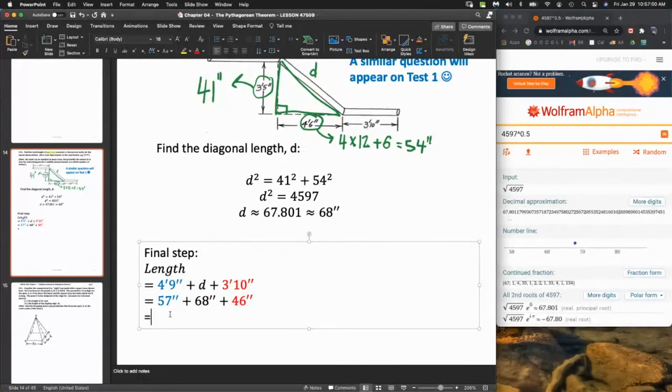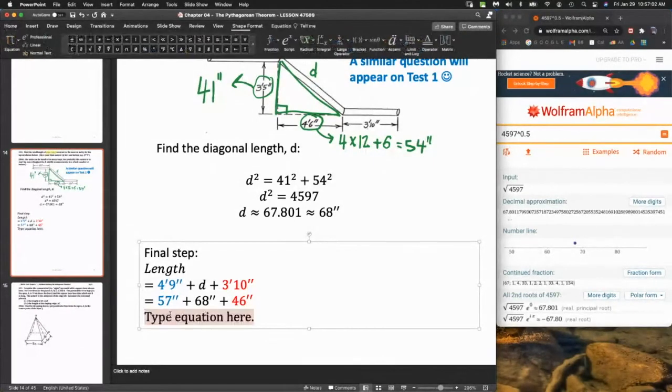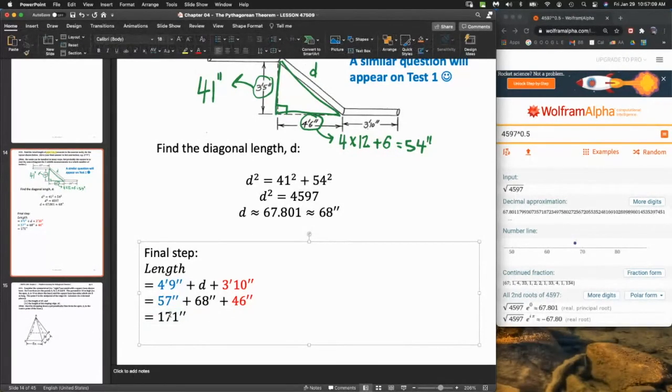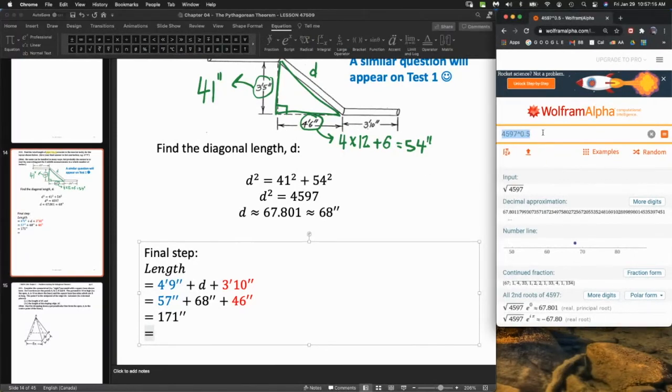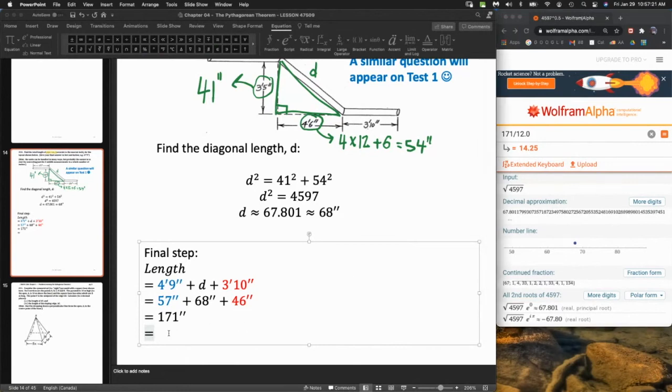Okay. So is that correct? I see a thing in the chat there, 171. Can someone confirm Ram's answer? Thank you, Ram. 171, can someone confirm? Okay. Now we have to go to feet and inches, so I'll do 171 divided by 12. And it's 14.25. So it's 14 feet and 3 inches.